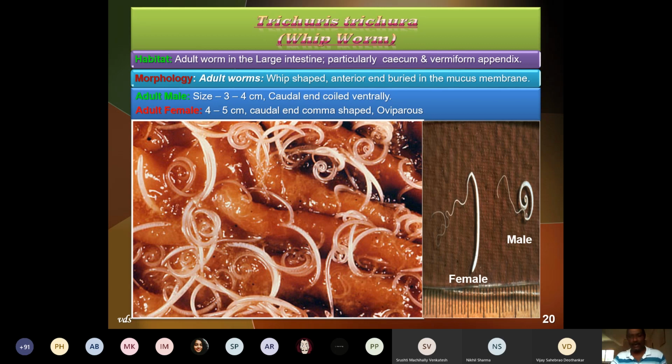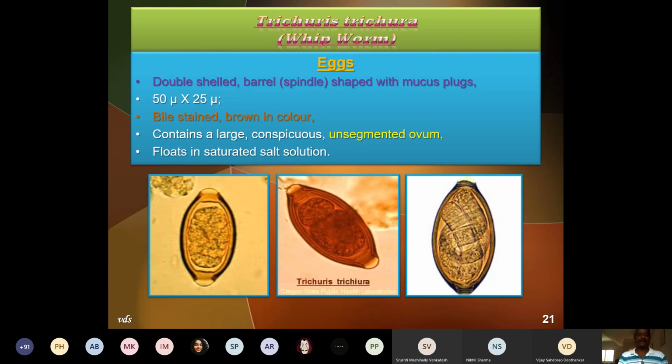Now, how are the eggs? These eggs have a very typical shape. On the basis of their morphology you can identify them. It is double-shelled, barrel-shaped or spindle-shaped, with mucus plugs at one or both ends. You can observe the mucus plugs on both ends. They are 50 microns by 25 microns in size, bile stained, brown in color, and contain a large, conspicuous, unsegmented ovum, as in the first figure.